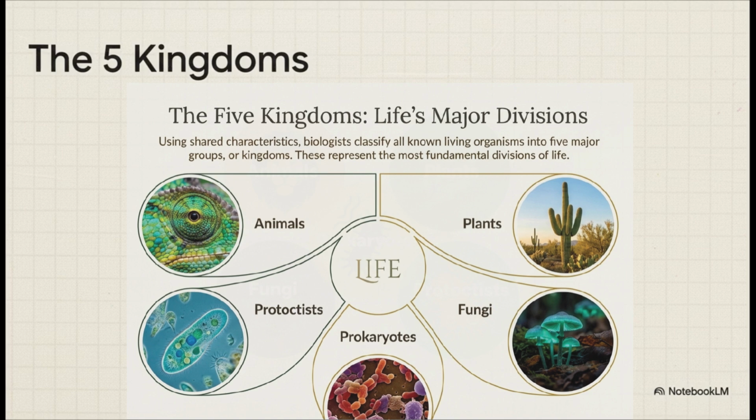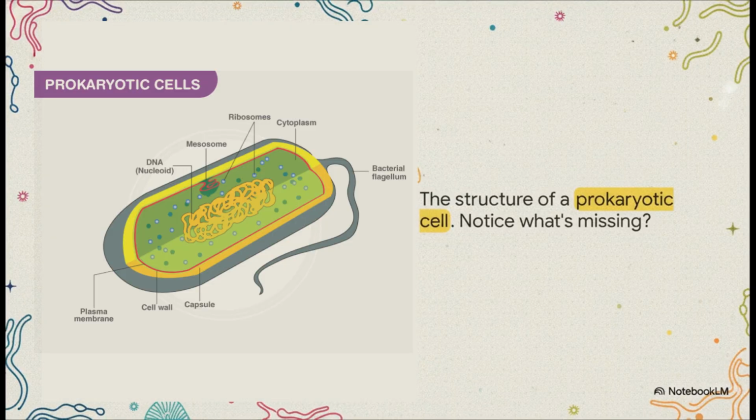Now, 4 of these groups have something huge in common, which makes one of them the odd one out. So let's put a prokaryote, like a bacterium, under the microscope. This diagram is so important. You can see it has a cell wall, cytoplasm, some DNA floating around. But take a really close look. What massive, crucial part of a cell is just not there?